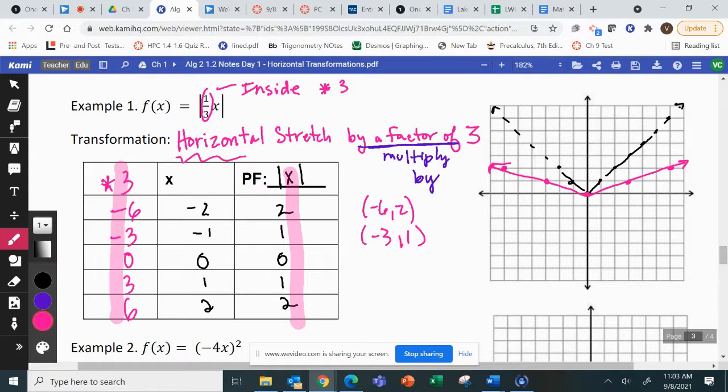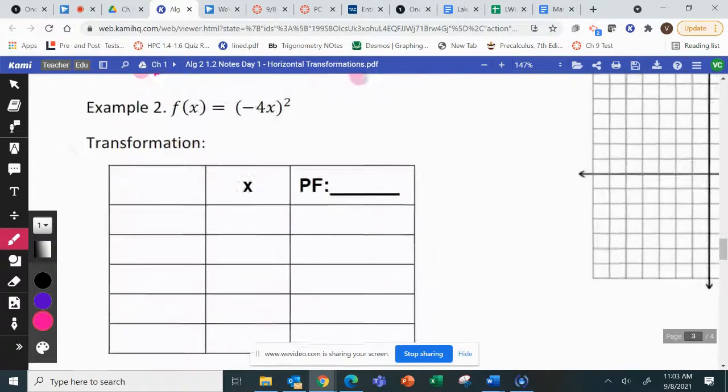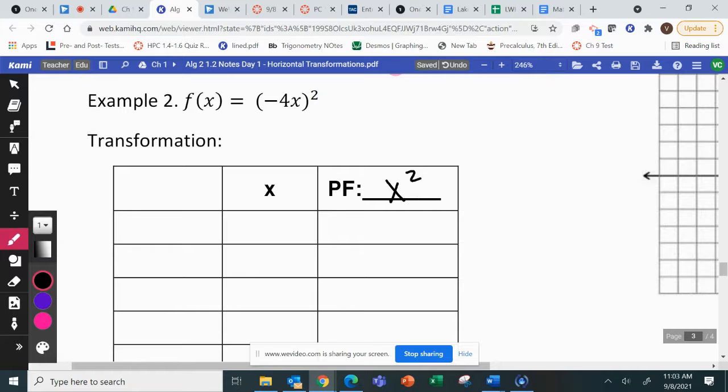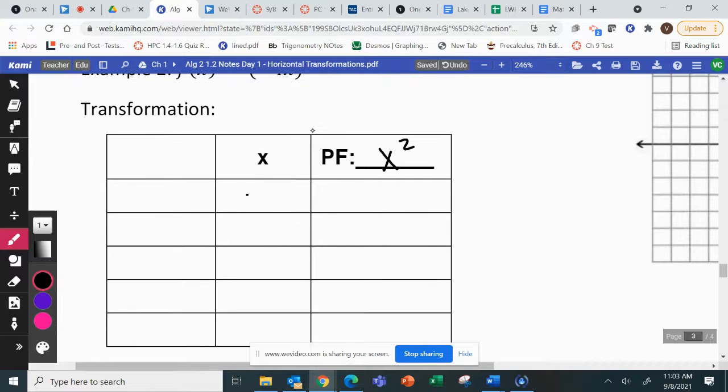More practice. Let's look at the next one. So our next one is parent function x squared. So y equals x squared. So I'll pick my x values. I don't think this graph goes up to 9. This is a smaller graph than I normally use. So I'll just use -2, -1, 0, 1, 2.